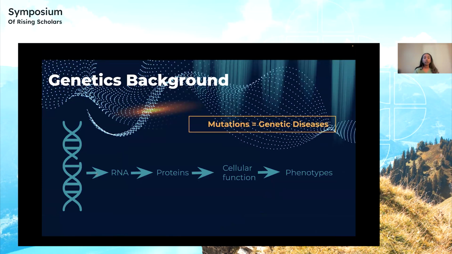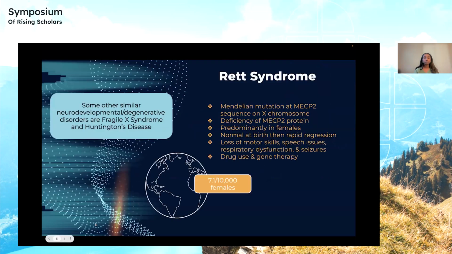So DNA is transcribed into RNA, RNA is translated into proteins, and these proteins will go on to perform some sort of cellular function, which will then determine the phenotype or physical characteristic that a cell has. So this is kind of like a domino effect. So if there's a mutation here in the DNA, it's going to affect everything down the line. And sometimes these mutations can be harmful, which can result in genetic diseases.